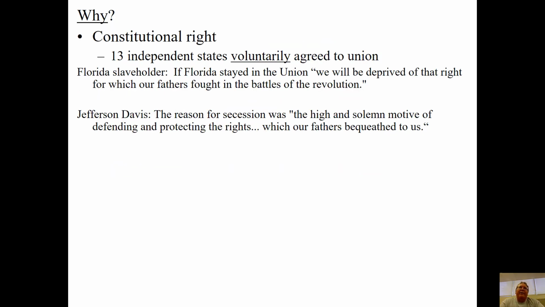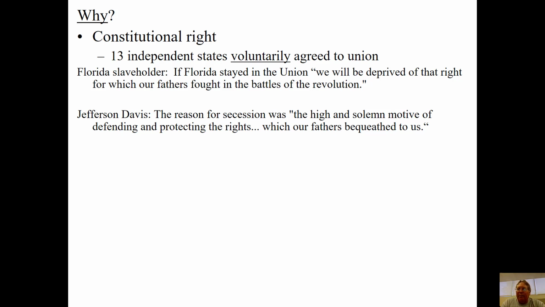So how do they justify this, right, Southerners, that they're going to create their own country so they can protect slavery? Well, some of them argued they had a constitutional right. They said, look, we joined voluntarily into the Union. When we ratified it, we can unratify it, right? One Florida slaveholder kind of said it this way: if Florida stayed in the Union, we'll be deprived of that right for which our forefathers fought in battles of the Revolution. Now, most people would have said, well, we were fighting for our independence from Great Britain, but that's not what this Florida slaveholder means, right?